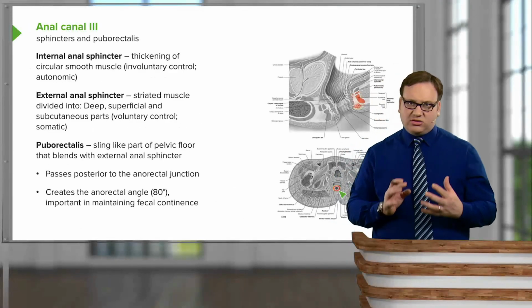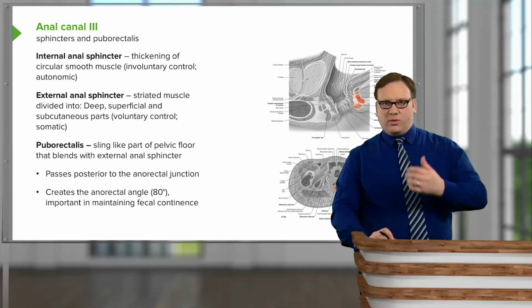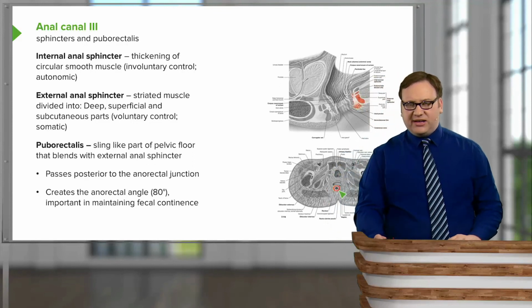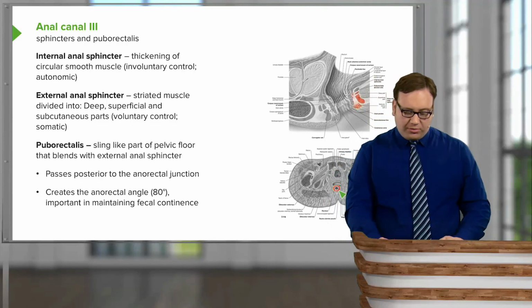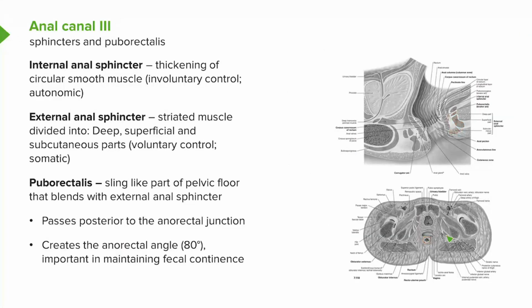Importantly, this is controlled by the somatic nervous system. And when we have the urge to defecate, we can control this, and we can keep this sphincter shut until an appropriate point. I've mentioned puborectalis. We can draw that out again. This sling-like muscle originating from the pubis is formed as levator ani, the pelvic floor, and it blends with the external anal sphincter. It passes posterior to the anorectal junction, creating that anorectal angle. And this is important in maintaining fecal continence.